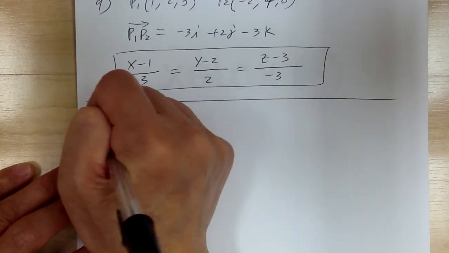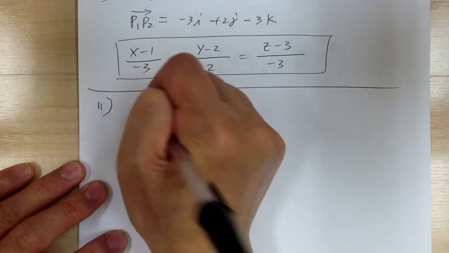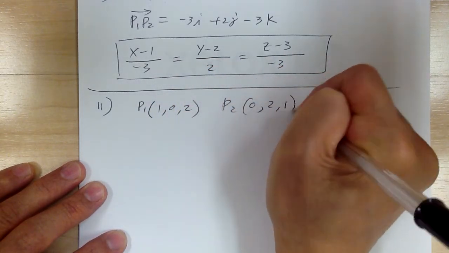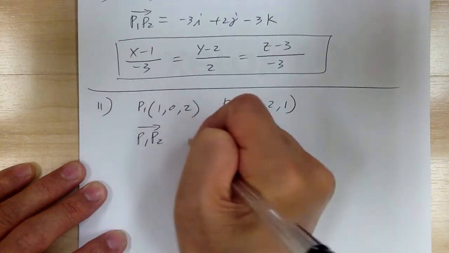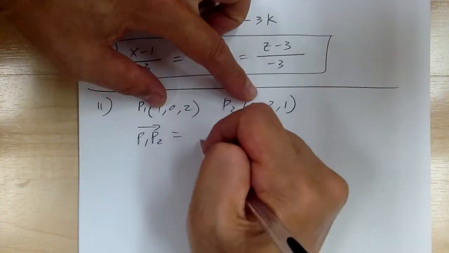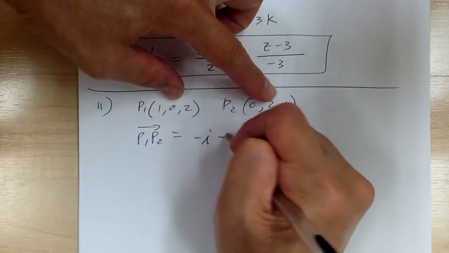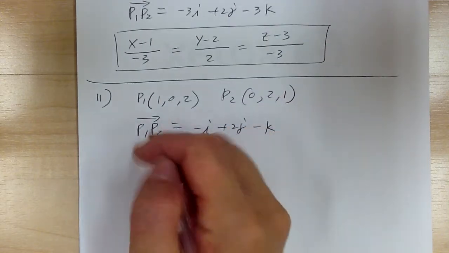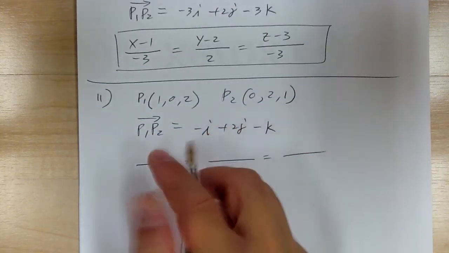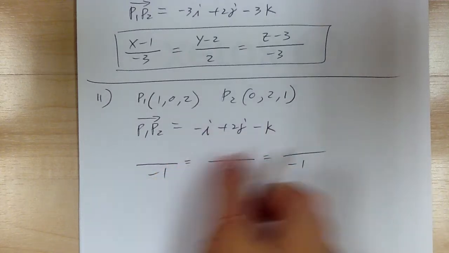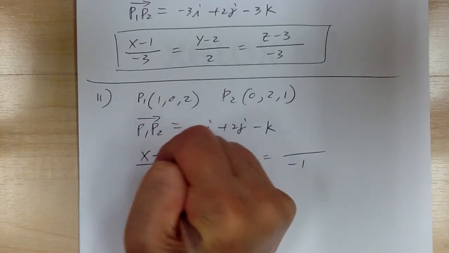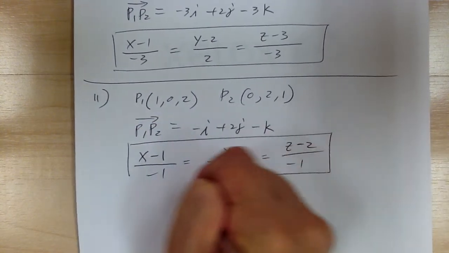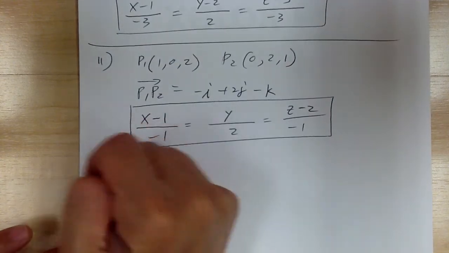Okay, number 11, you got P1 is at 1, 0, 2, and P2 at 0, 2, 1. So again, first you get your vector P1P2. So you have to subtract, so it would be negative i plus 2j minus k. Right? So you can just subtract. So that's your direction. So once you get your direction, you put your numbers down here, so negative 1, 2, negative 1, right? And then the point, you're going to get x minus 1, y minus 0, z minus 2. Okay, and that would be your symmetric equation.